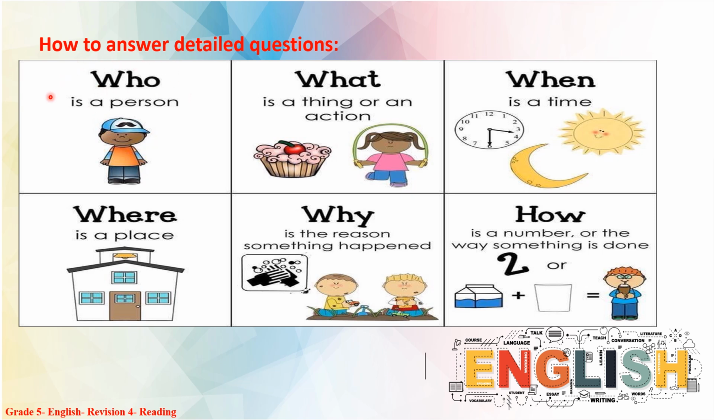Who is used to ask about people or a person. What is used when we ask about a thing or an action. And when is used when we ask about a time. Where is used when we ask about a place. Why is used when we ask about the reason something happened. And how is used when we ask about a number or the way something is done.